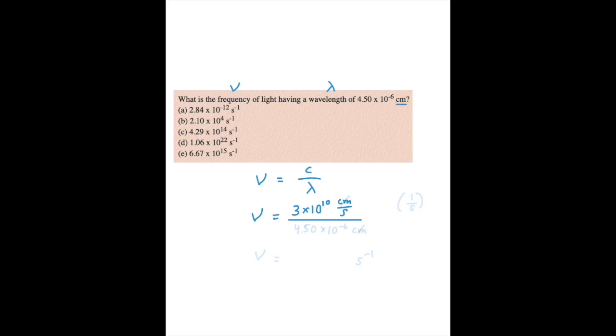And then our given wavelength is 4.50 times 10 to the negative 6 centimeters. So our centimeters, of course, cancel, and we're given units of inverse seconds, which is also equal to 1 over seconds. And our final answer is 6.67 times 10 to the 15th. So our final answer is E.